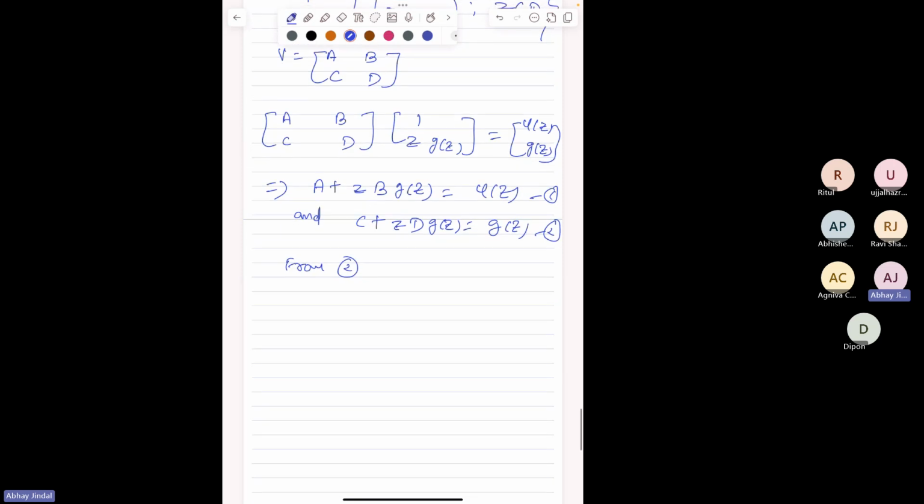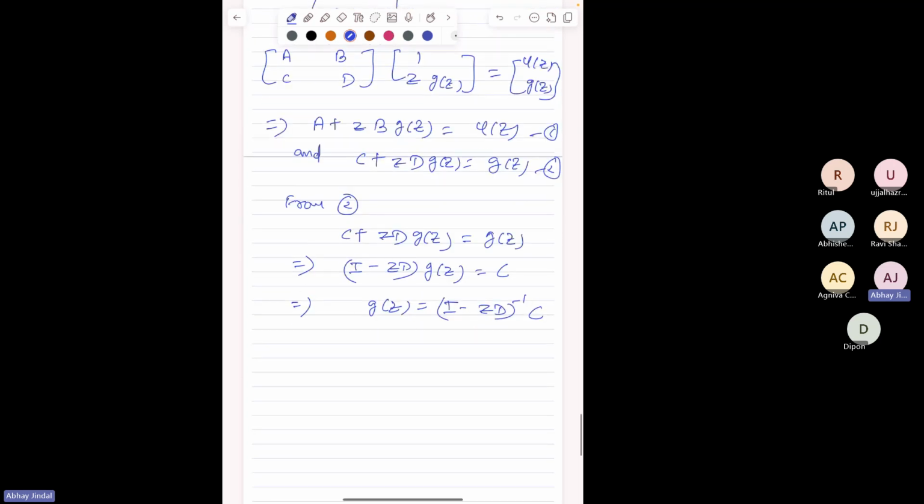From 2 we solve for g_z. So we have C + zD g_z equal to g_z. This implies (I - zD) g_z equal to C. Now we know that I - zD is invertible. This implies g_z equals (I - zD) inverse C. Now we put it in 1 to obtain a formula for phi(z). phi(z) is A + zB (I - zD) inverse C. Okay, so we have proved the formula.